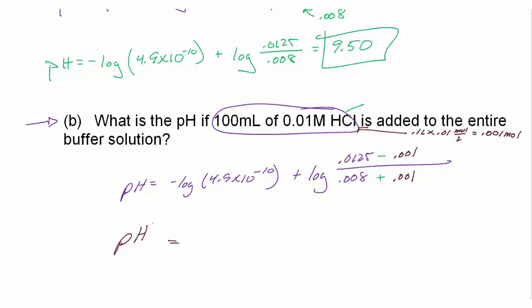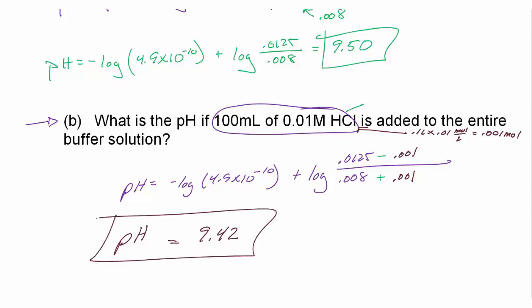So 0.0125 minus 0.001, divided by 0.009, equals, log, minus the log of 4.9 times 10 to the negative 10, equals 9.42. So my pH did go down a little bit. It was at 9.5, now it's at 9.42. Looks like a good number.